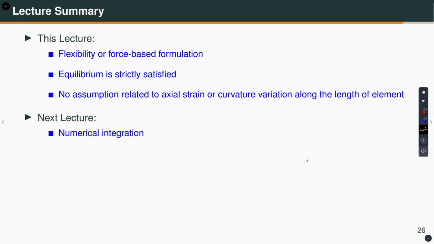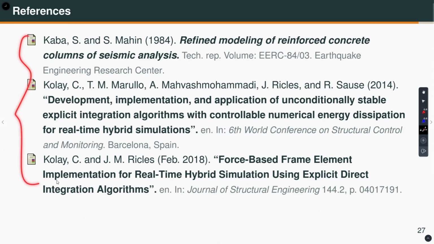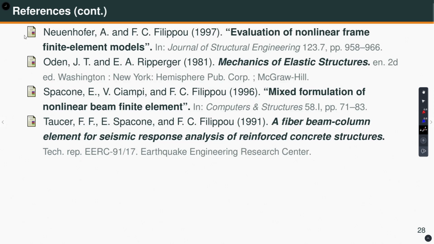Okay. So, in the next lecture we will talk about the numerical integration. With that, these are the references that I have used in this lecture.